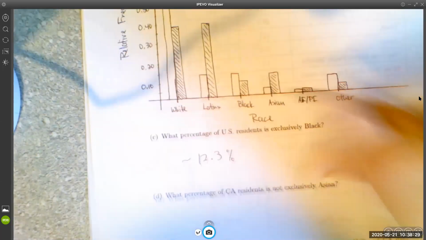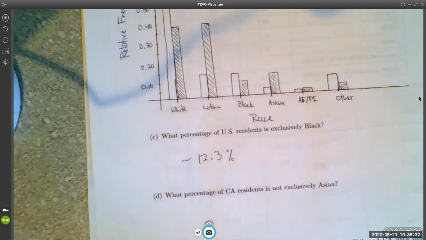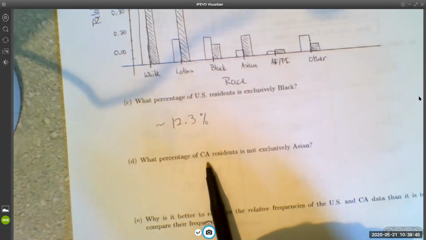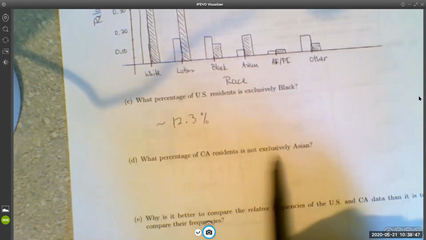And this is outdated information, right? So the percentages might be different now than they were in 2000. That's assuming that these percentages are even correct from the year 2000. They're probably not. Anyway, part D: what percentage of California residents is not exclusively Asian?